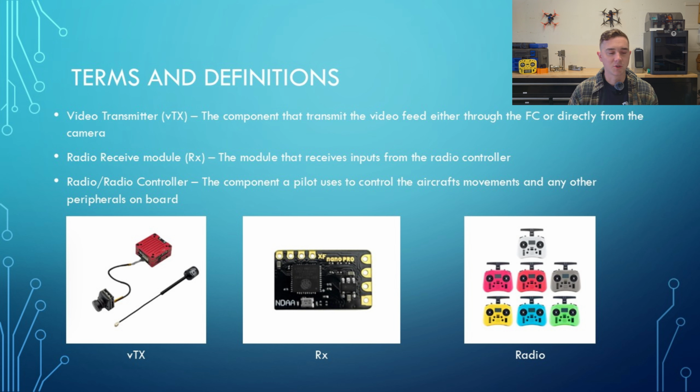Next, the radio module. Your radio module is the thing that receives your inputs from your controller. So I am sending commands, we'll say, from the ground to the drone. This is the thing that receives those and then tells the flight controller what those inputs are. And then finally, you have your radio controller. This is a component that we use as pilots to control aircraft movements. And because of switches, you can control other peripherals on board.